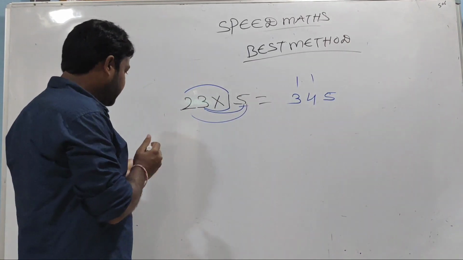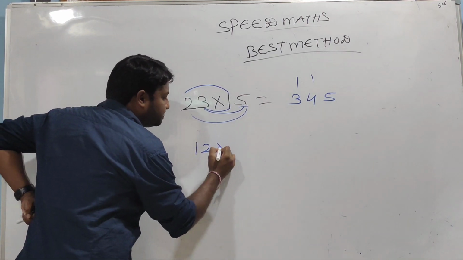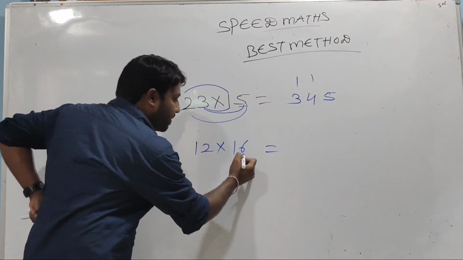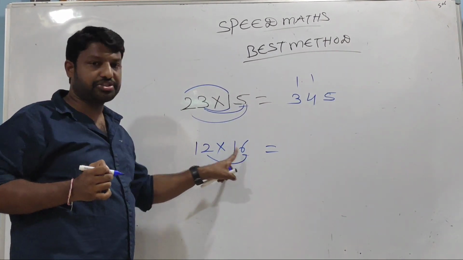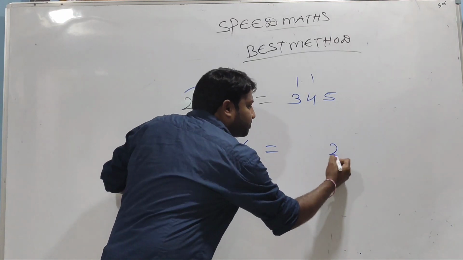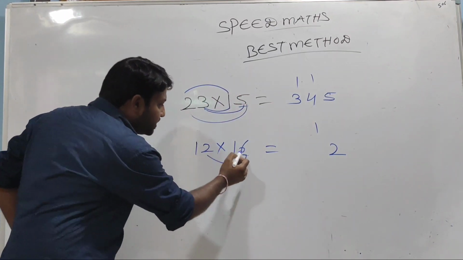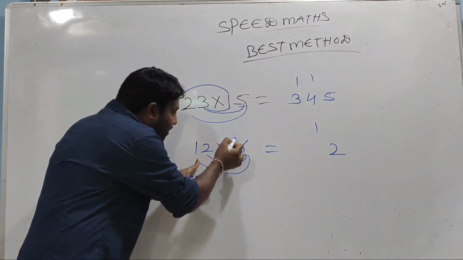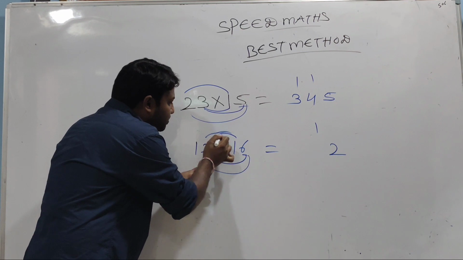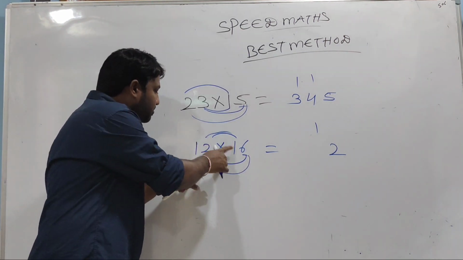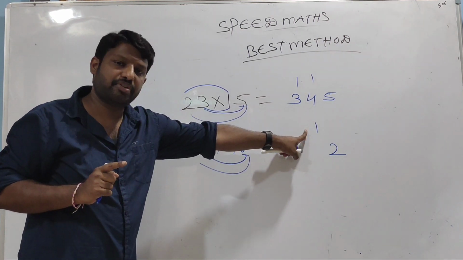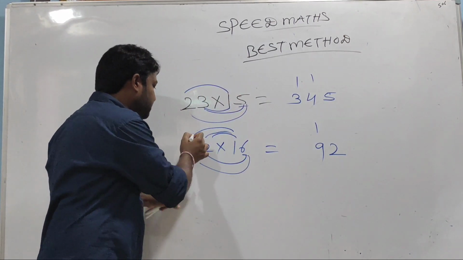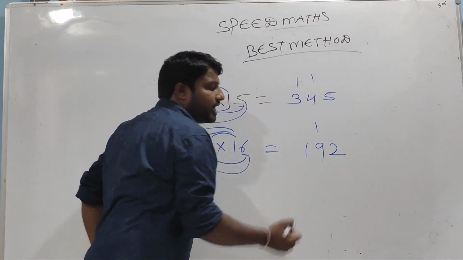I'll explain again with one more example. Suppose I want to multiply 12 into 16. First I start from here and multiply these two numbers: 6 2s are 12. I write 2 here, carry 1. Next this digit moves here, and this starts. 6 1s are 6, and 1 2 is 2. 6 plus 2 is 8, plus the carry 1, 9. Writing 9. Now this digit multiplies with this digit: 1 1 is 1. So 192.